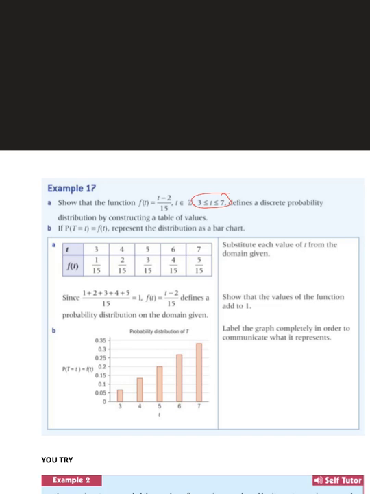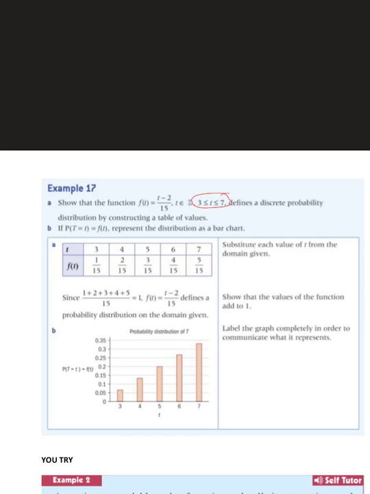So they could represent probability distributions, right? A probability distribution is exactly what the name implies. It is a distribution of probabilities for a given random variable, in this case t.